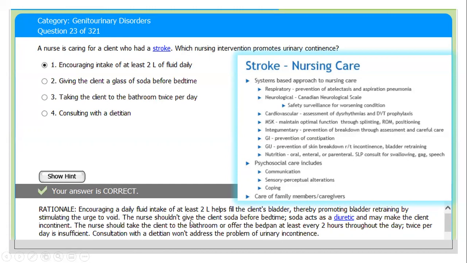The nurse should not give the client soda before bedtime. Soda acts as a diuretic and may make the client incontinent. The nurse should take the client to the bathroom or offer the bedpan at least every 2 hours throughout the day. Twice per day is insufficient. Consulting with a dietitian would not address the problem of urinary incontinence.